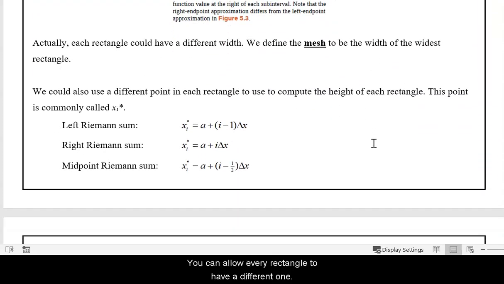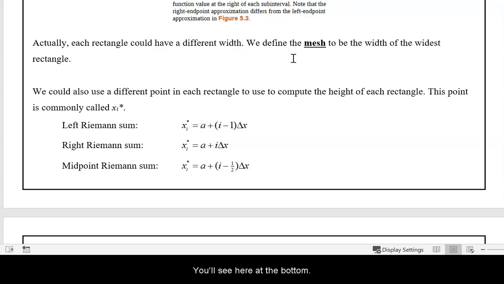You can allow every rectangle to have a different width. If you do, we define the mesh, spelled M-E-S-H, to be the width of the widest rectangle. As long as the width of the mesh gets smaller and smaller, we will get a better and better approximation. We also can use a different point in every single rectangle to compute the height of the rectangle. When we do this, we might call it x sub i with an asterisk above it, or what's commonly known to mathematicians as x sub i star.